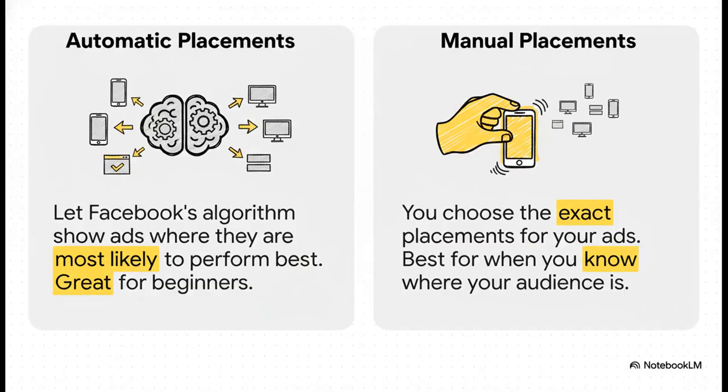So this brings you to two basic choices. You can go with automatic placements, which just means you let Facebook's super smart algorithm figure out where to show your ad to get the best results. This is, hands down, the best option for beginners. Or if you're more advanced and know for a fact your audience lives on Instagram Stories, you can choose manual placements and take control. But for your first campaign, trust me, just stick with automatic.